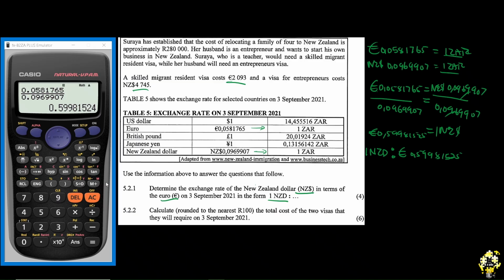Now, let's continue. The second one says 5.2.2. So this was 5.2.1. So the second one is 5.2.2. Calculate rounded to the nearest 100. This is a 6 mark, so we must take things seriously here. We have been taking things seriously, right? I suppose. Rounded off to the nearest 100 again.